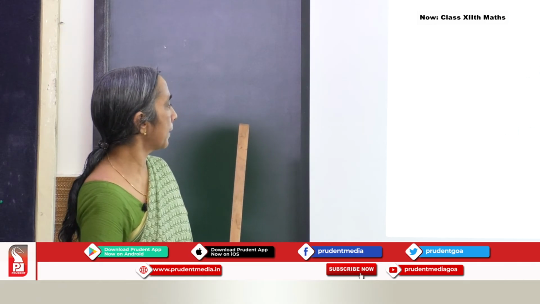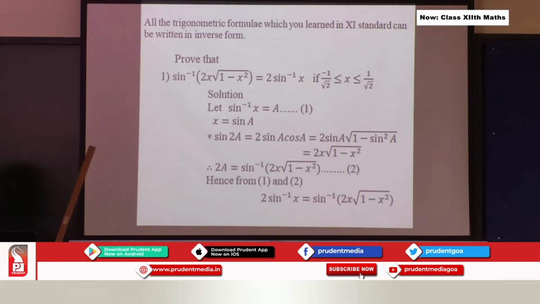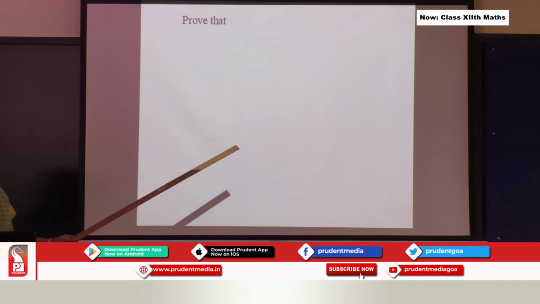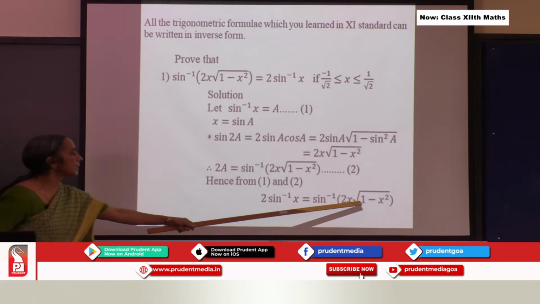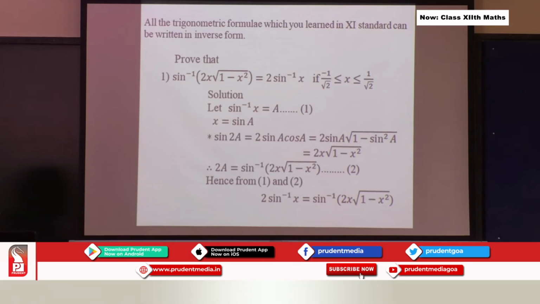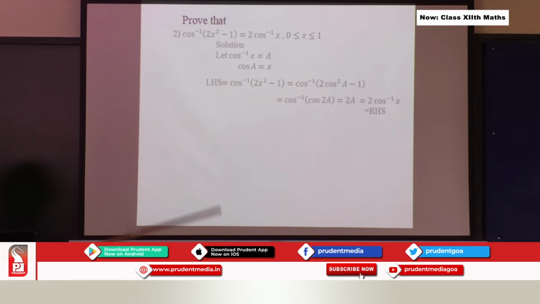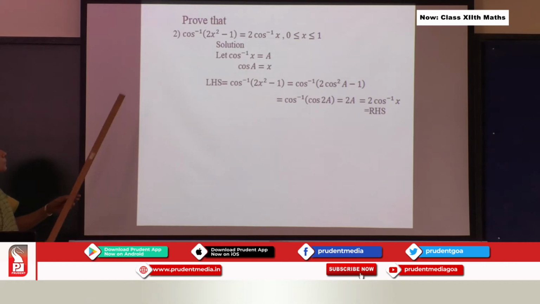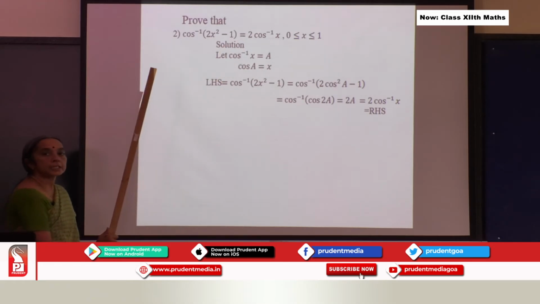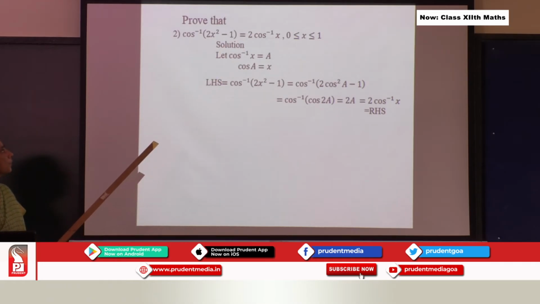Okay. Now next one more. Hence from 1 and 2, 2 sin inverse of x is sin inverse of 2x into root of 1 minus x square. Next one. Cos inverse of 2x square minus 1 is 2 cos inverse of x.